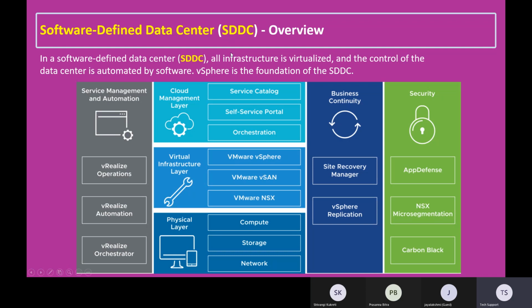All these catalogs we can automate using the cloud management layer, that is the service catalog. In our later classes we'll discuss the overview concepts separately again. Just try to understand the overview concept. This service catalog is available in a self-service portal and also orchestration. Orchestration is nothing but automation workflows. Okay, this layer is completed.